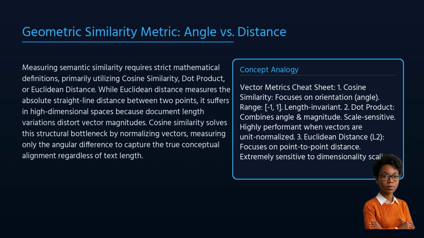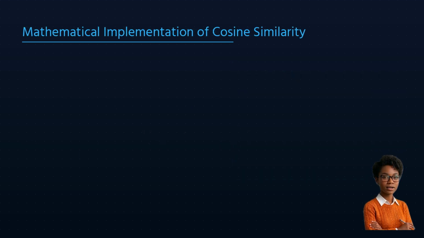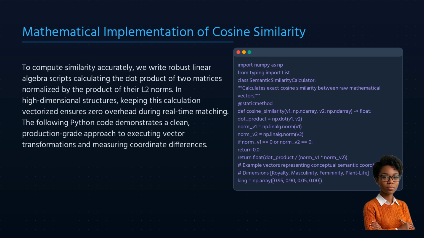Let us write a quick production-grade utility to see how this difference plays out directly in code. Let us implement cosine similarity manually using NumPy to demonstrate the exact formula. We define a utility class that normalizes our vectors using linear algebra norms, then computes the dot product. Note how we handle safety edge cases like division by 0 to prevent system crashes.